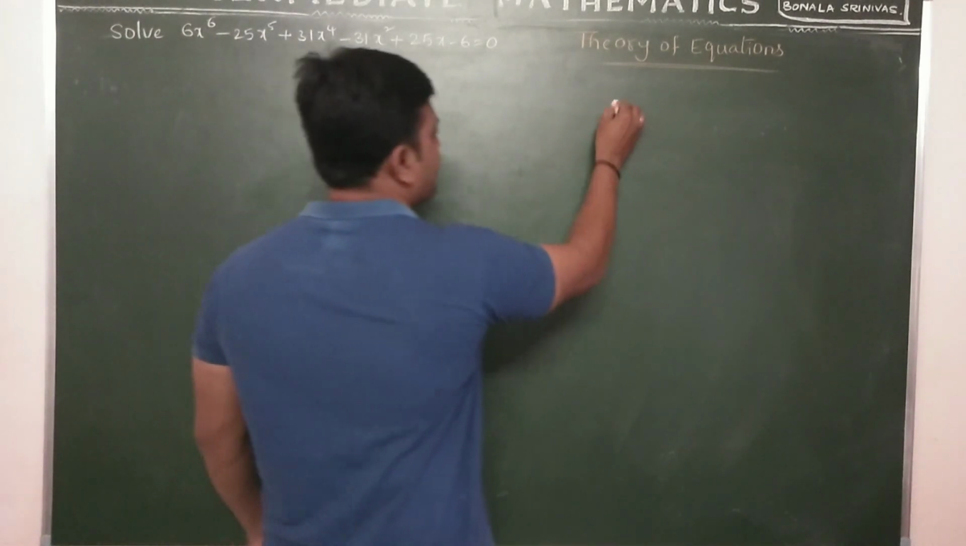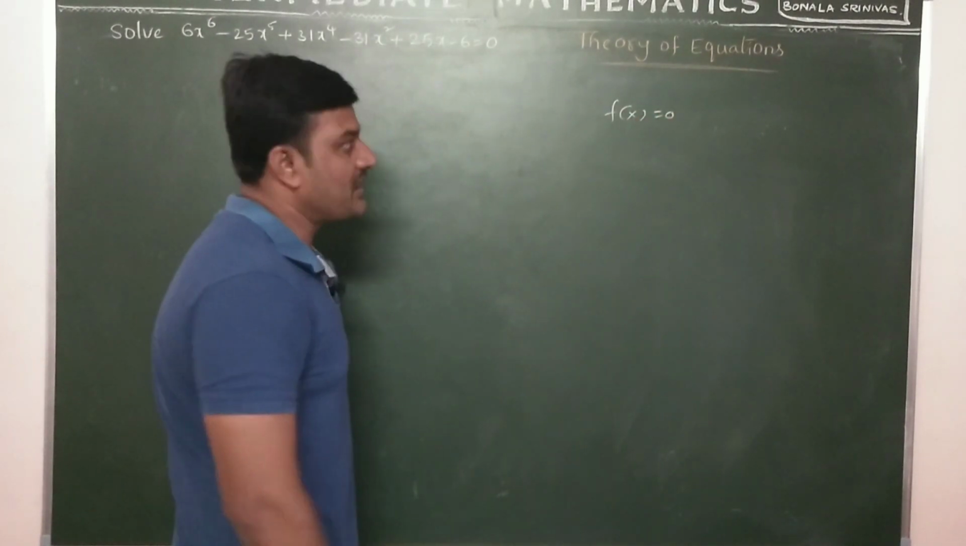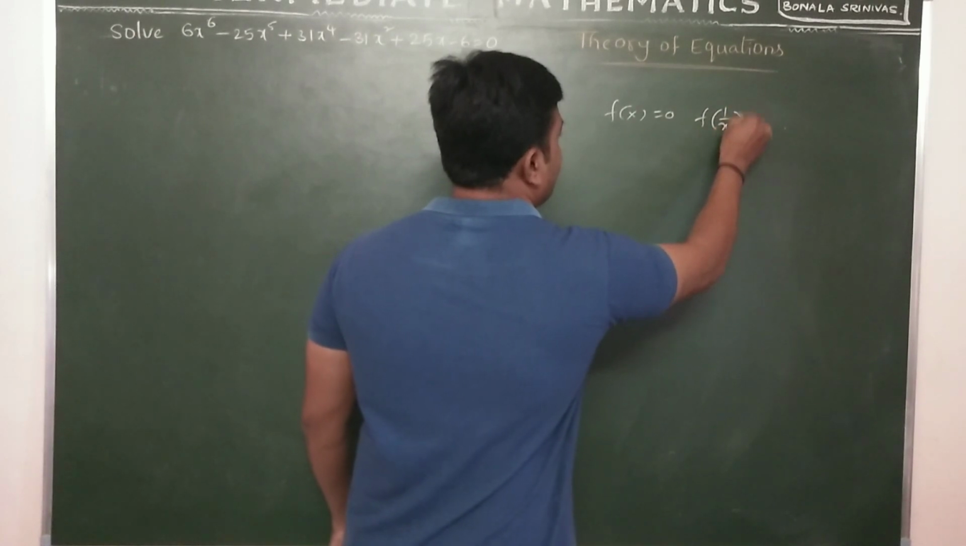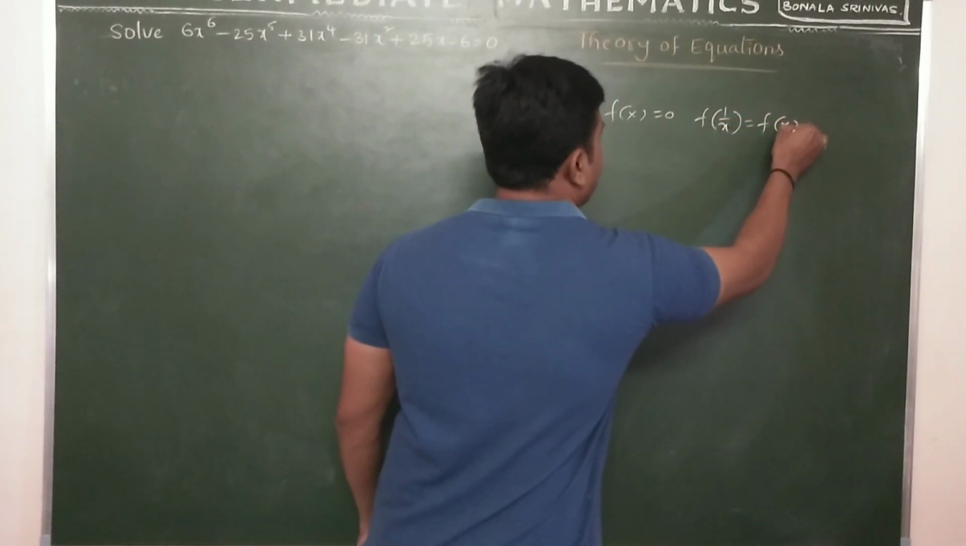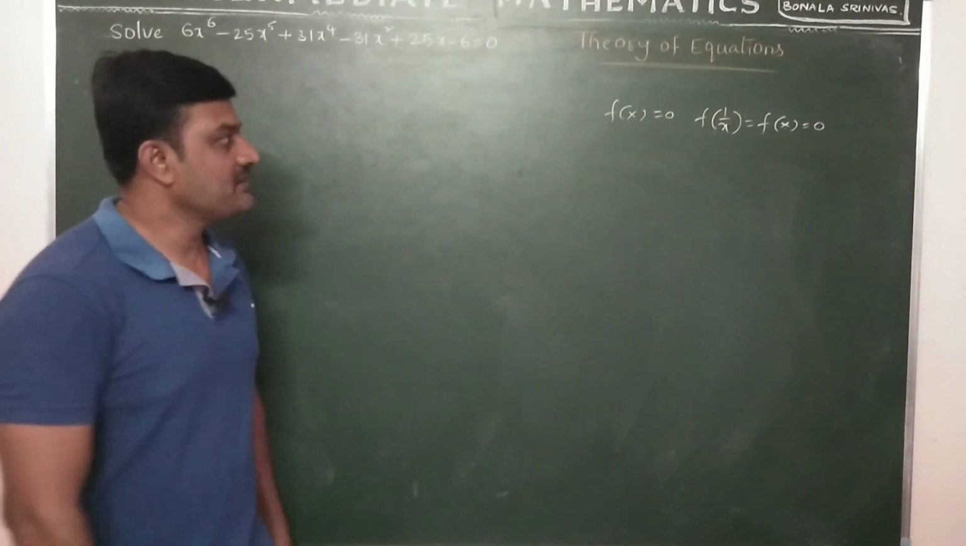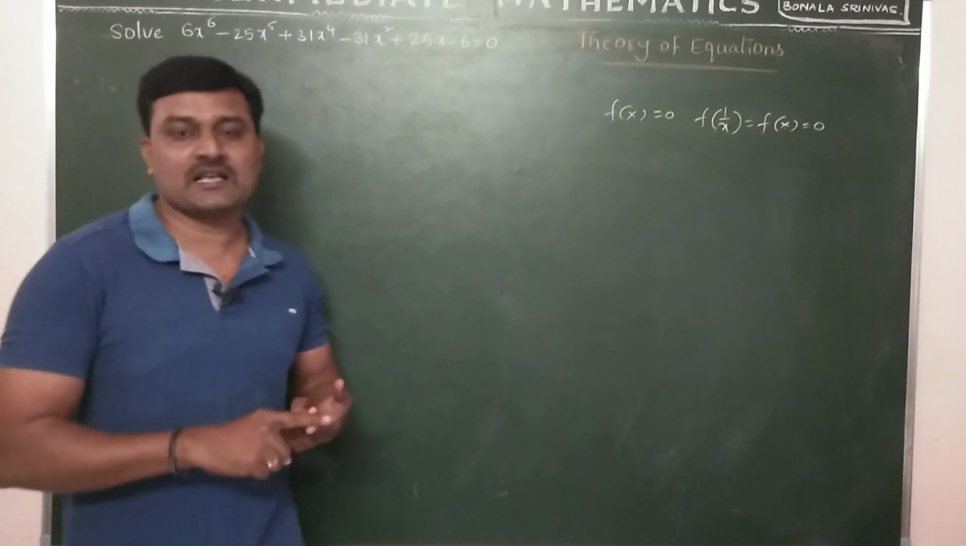A reciprocal equation is one where, if f(x) = 0, then in the place of x we put 1 by x, and it will also be f(x) = f(x). Then it is called a reciprocal equation. Now in reciprocal equations we are discussing class 1 and class 2.